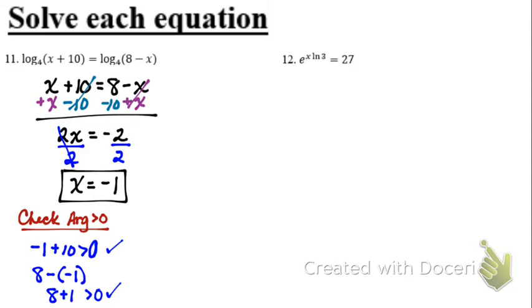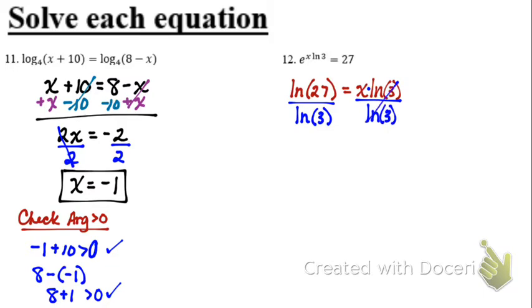Last one, number 12. Pedro, what can I do with this? You can set the natural log of 27 equal to x natural log of 3. Yep, natural log of 27 is equal to x times natural log of 3. Where is x? It's a coefficient. So what's happening between x and the natural log? Multiplication. So how do I get x by itself? Now I can divide. X is not the argument. X is a coefficient. I can divide both sides by the natural log of 3.